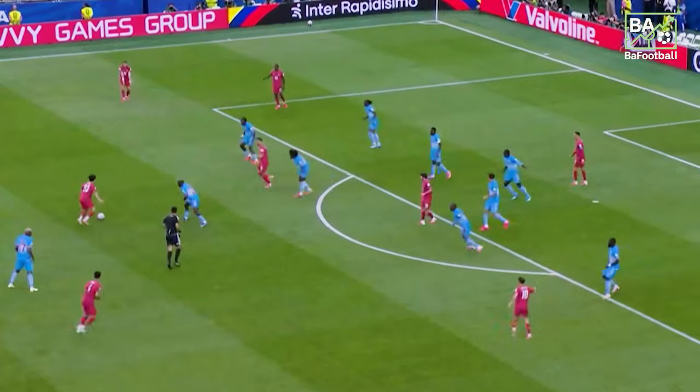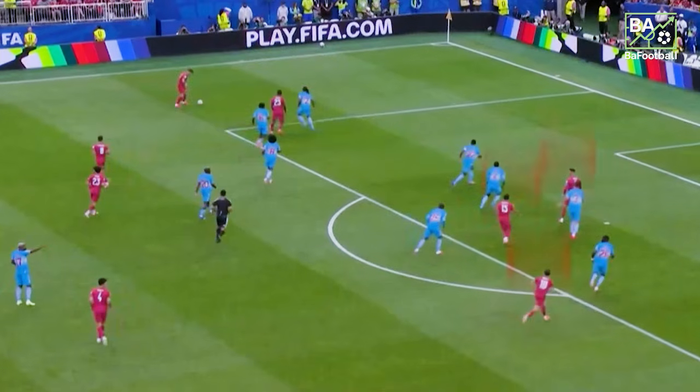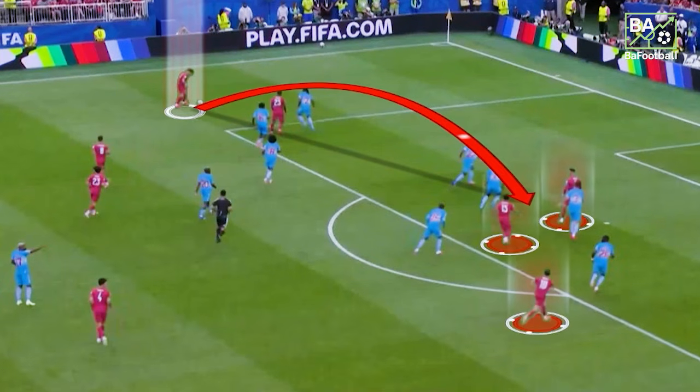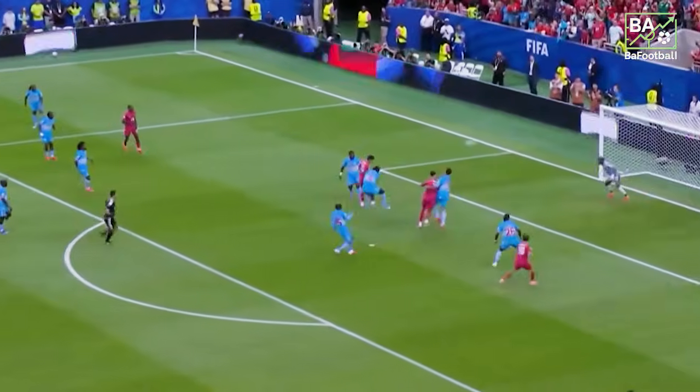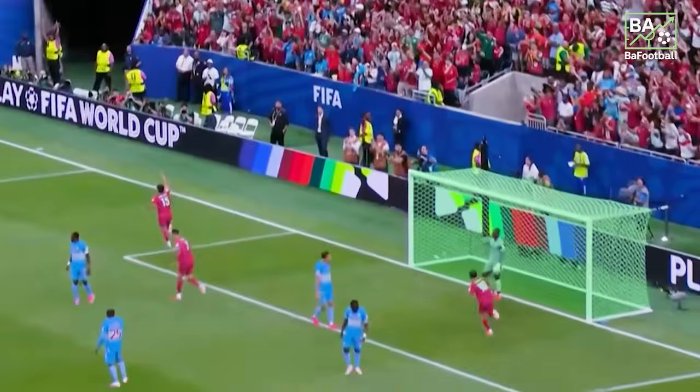area without immediate pressure. However, the key detail here is not just the quality of the cross, but Portugal's excellent positioning inside the box. When the ball is delivered from wide areas, timing of movement and occupation of dangerous zones becomes crucial. Portugal's attackers attack the space intelligently, putting the defenders under constant pressure, and in the end, João Neves finishes the move with a precise header into the net.